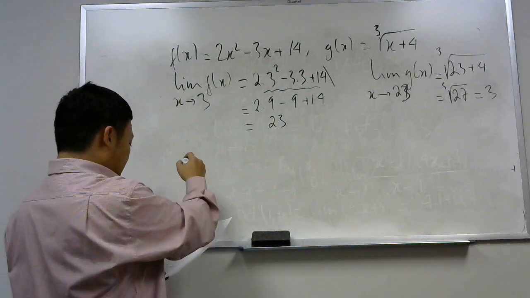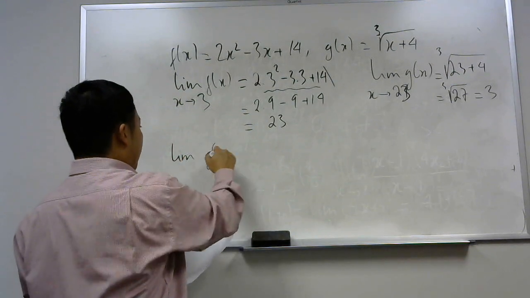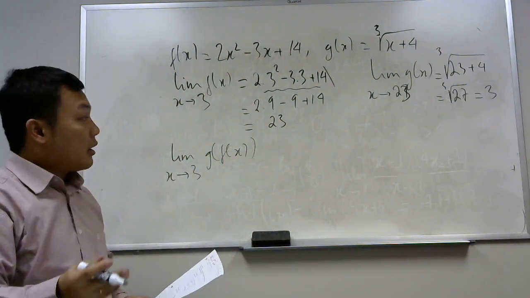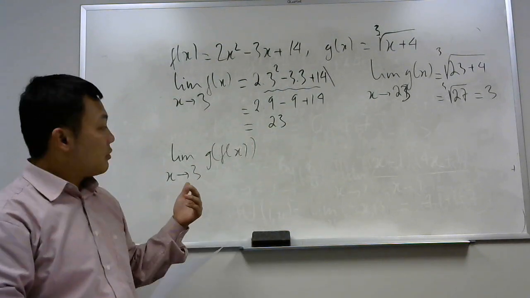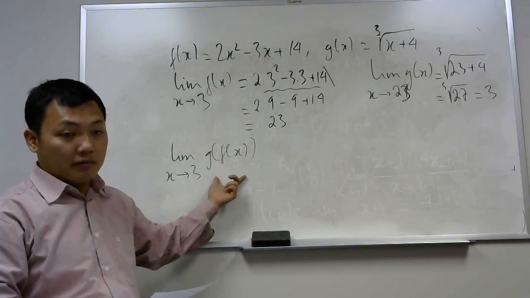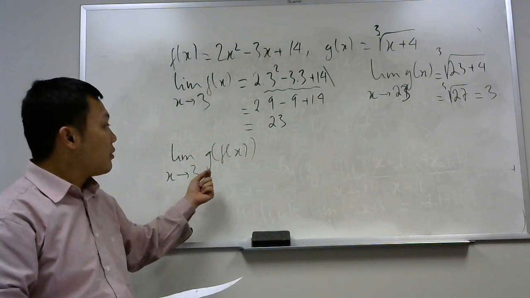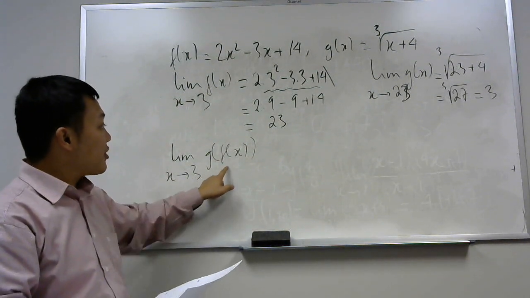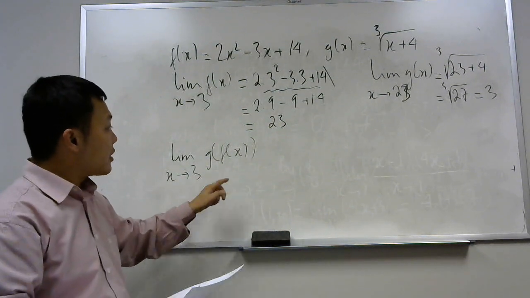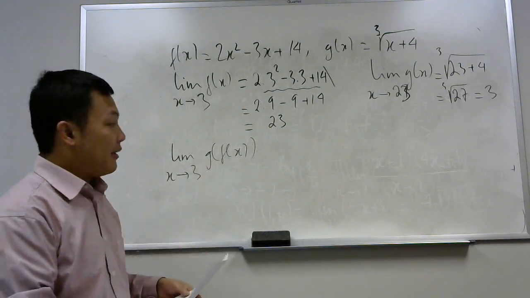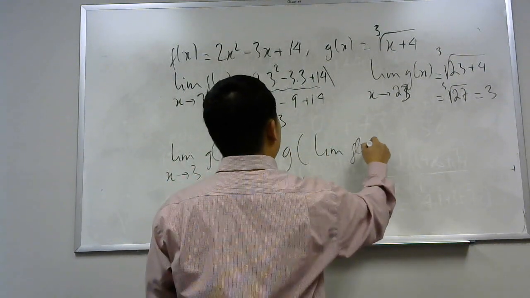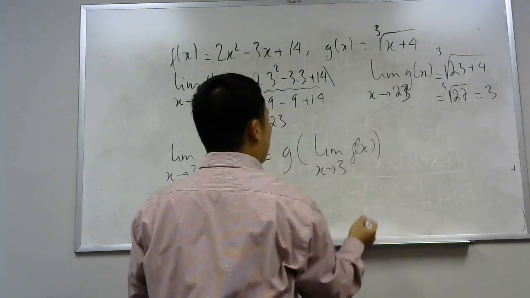And the last question is the limit of g of f of x when x goes to 3. Actually, the two functions are continuous, and this is a composite function. So we have a very good property for continuous functions. Since f and g are both continuous, the limit of g of f is nothing but g of the limit of f of x when x goes to 3.